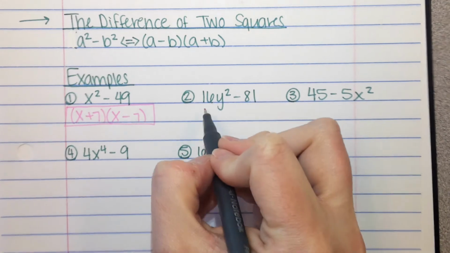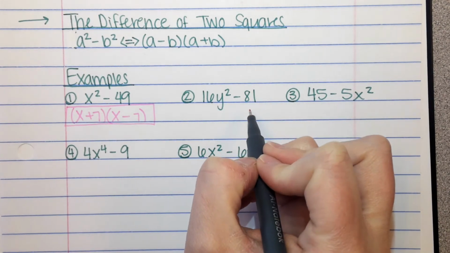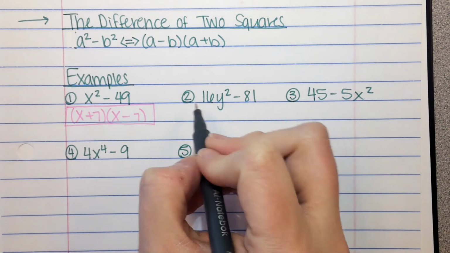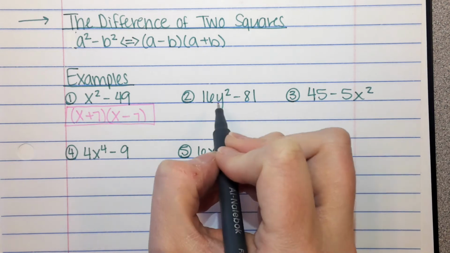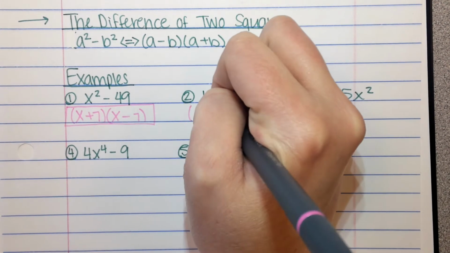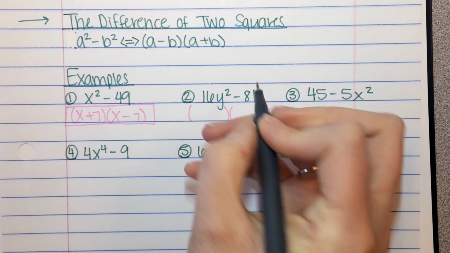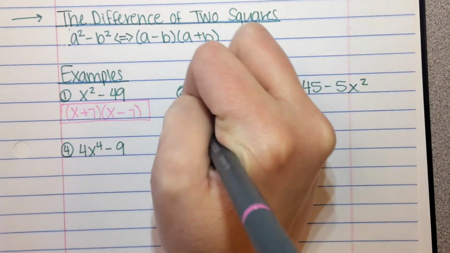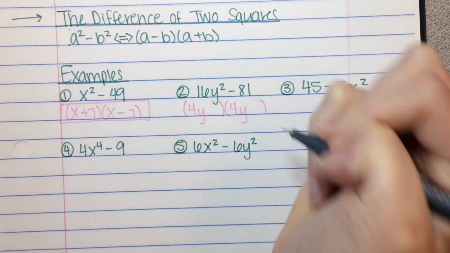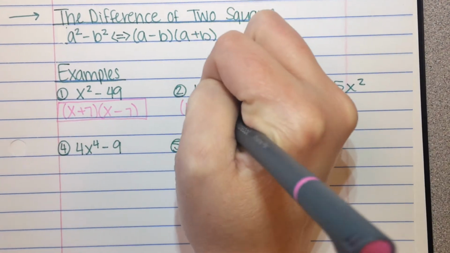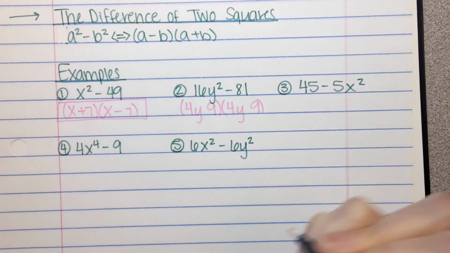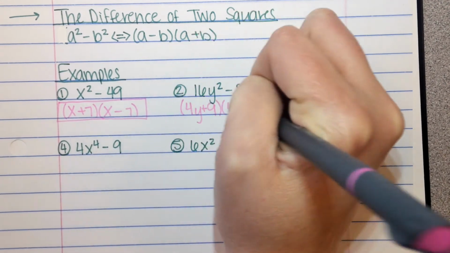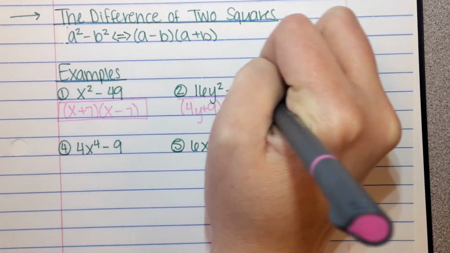All right, here we have 16 and 81. Those do not have a GCF, so I can go straight to the perfect squares. So we'll make my two sets of parentheses. 4 times 4 gives me 16. Y times y gives me y squared. 9 times 9 gives me 81, and I need a positive and a negative.